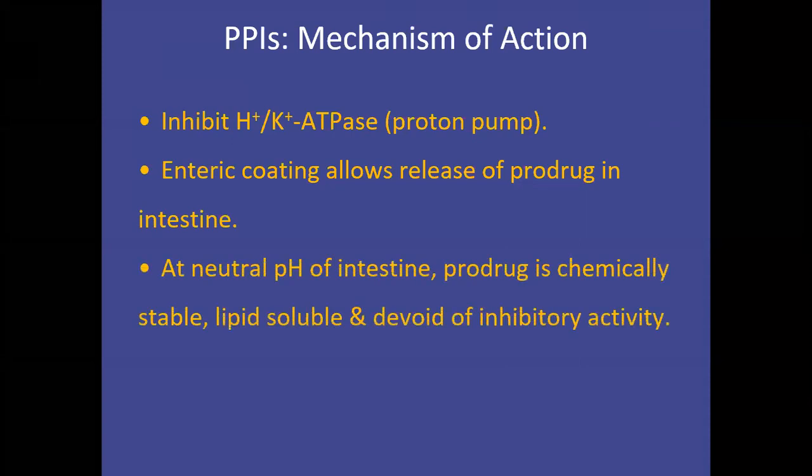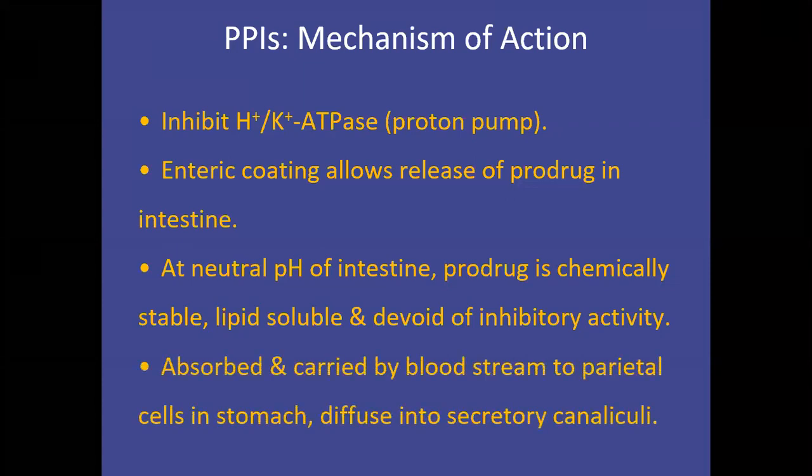At the neutral pH of the intestine, the prodrug is chemically stable, lipid soluble, and devoid of inhibitory activity. So it does not act, it bypasses the stomach. It does not directly act on the parietal cells in the stomach. It must reach the systemic circulation first through the intestine, and then reach the required site of action through blood circulation, absorbed and carried by the blood stream to the parietal cells in the stomach, and diffuse into the secretory canaliculi.